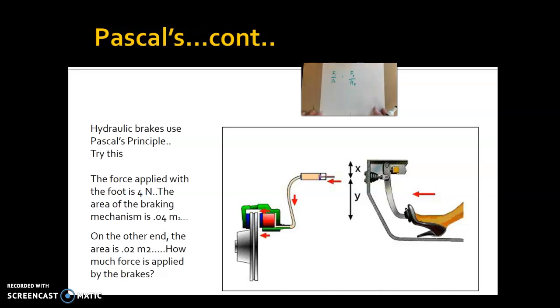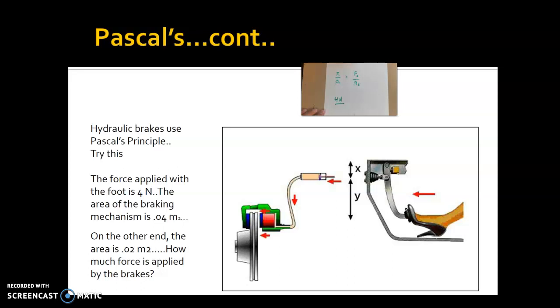And when we get problems like this, usually we'll pick one of these four things and not give it to you. So you have to find it. So we're going to do this problem together. The force applied to the foot is 4 newtons. Okay, so the first force I'm going to put down here is 4 newtons. Okay, that's right here. That's my F1.